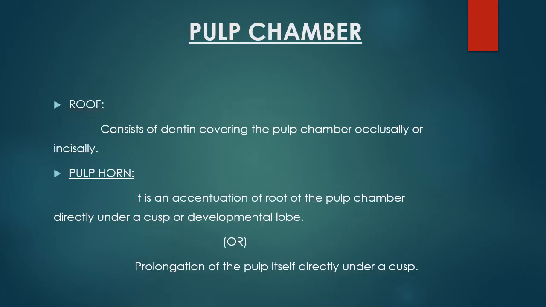Coming to the pulp chamber, here we are going to deal with some terms such as roof. Roof of the pulp chamber is nothing but dentin covering the pulp chamber occlusally or incisally. Occlusally for the molars and incisally for the anterior side. Then coming to the pulp horn. It is an accentuation of the roof of the pulp chamber directly under a cusp or developmental lobe. It is nothing but the prolongation of the pulp itself directly under a cusp, meaning the pulp itself extends under a cusp so as to follow the contour of the tooth.